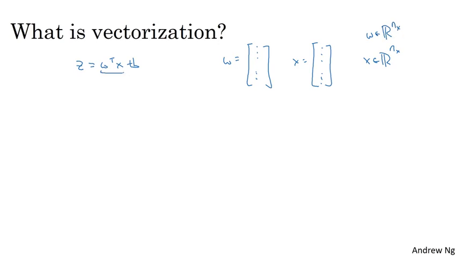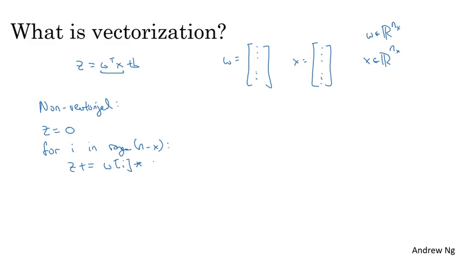So to compute w transpose x, if you had a non-vectorized implementation, you would do something like z equals 0, and then for i in range of nx, so for i equals 1 to nx, z plus equals w_i times x_i. And then maybe you do z plus equals b at the end. So that's a non-vectorized implementation. And you find that that's going to be really slow.